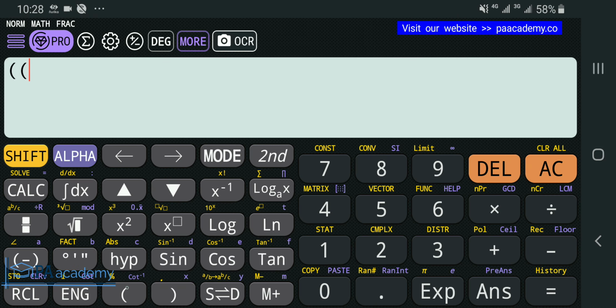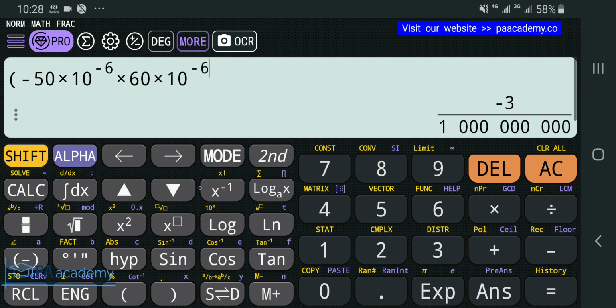So what I'll do is I'll put all the numerator in a bracket. That will be minus 50 times 10 raised to power minus 6, times 60 times 10 raised to power minus 6. So that's what we are having at the numerator. Let me just close that.